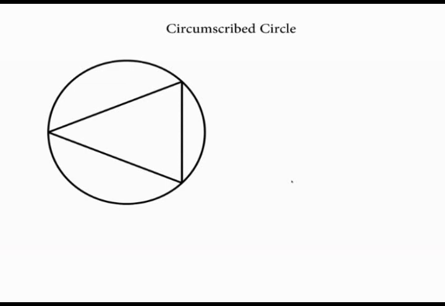Circumscribed circle. A circumscribed circle is a circle that touches all the three vertices of a triangle. The center of such a circle is called the circumcenter of the triangle. To find the circumcenter of a triangle, we bisect any two sides. The point of intersection of the bisectors is the circumcenter.